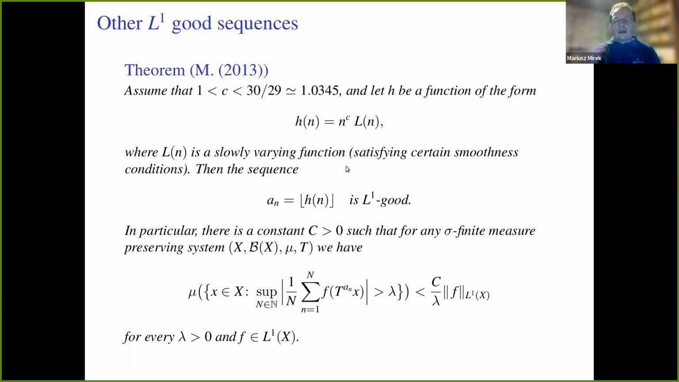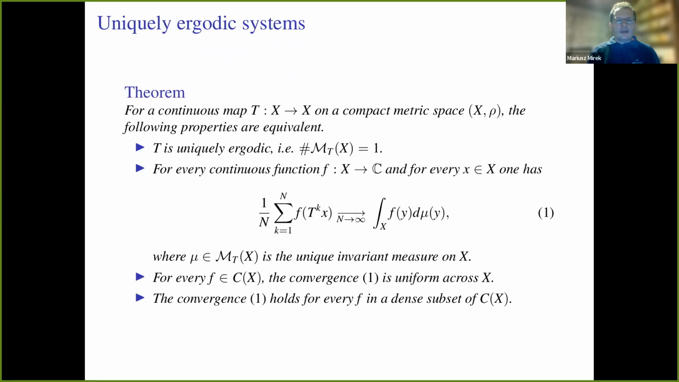In particular, I was able to show that there exists a universal constant such that for any sigma-finite measure preserving system, we have a weak type (1,1) inequality for the sequences of this form. And if we have this inequality, then we can deduce pointwise convergence on L1. Okay, and this is what I wanted to say about these LP good and LP bad sequences.